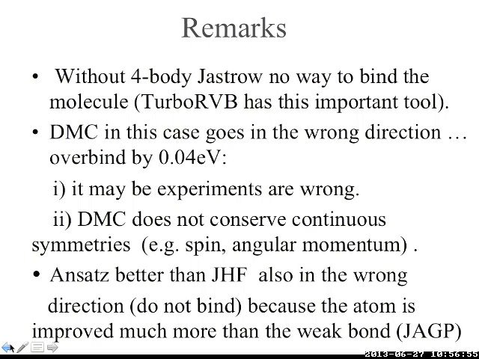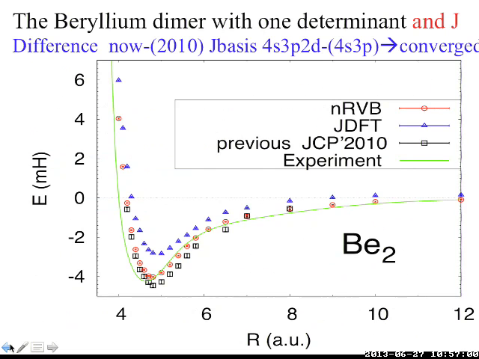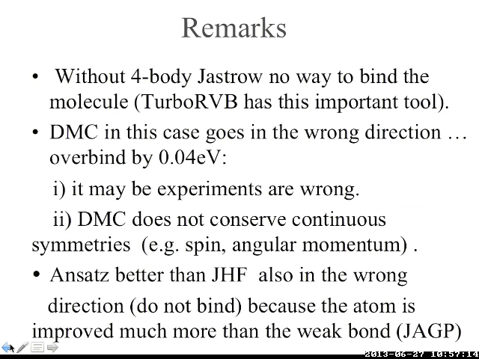Maybe the experiments are wrong. I've shown the experiments here. I don't know if you have appreciated, probably, no? This green line is the experiment. They do the experiment, they measure the harmonic frequency, and they build in an indirect way the energy as a function of the distance. So maybe DMC in this delicate case, since DMC is well known not to conserve the spin, may have some spin contamination or angular momentum contamination, and can lose a little bit of accuracy, or the experiment may be wrong, and by luck, I am accurate.